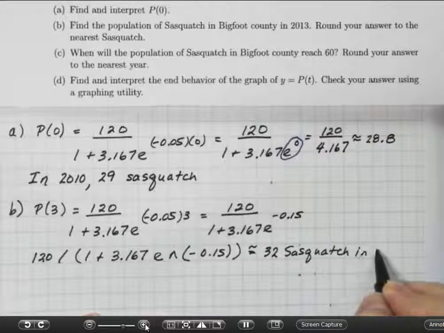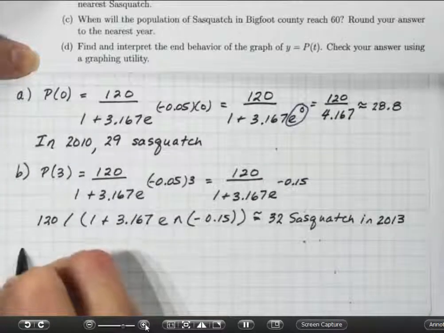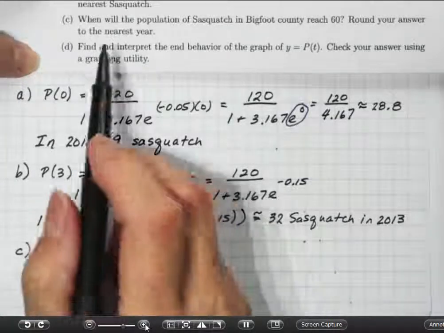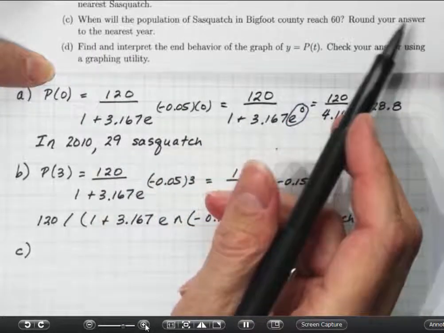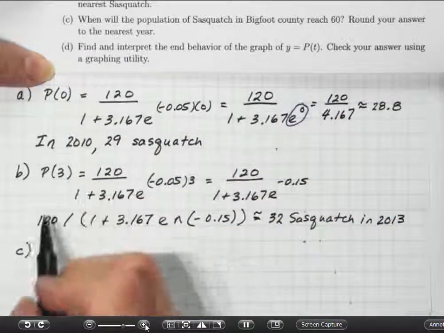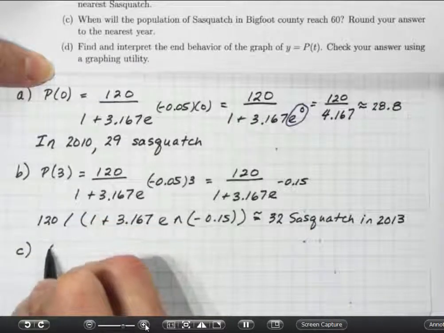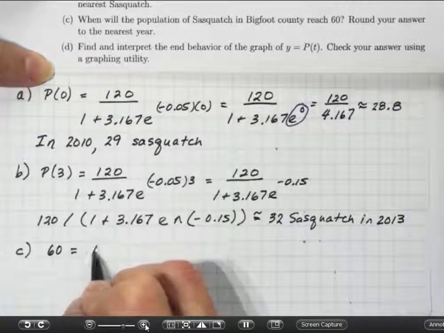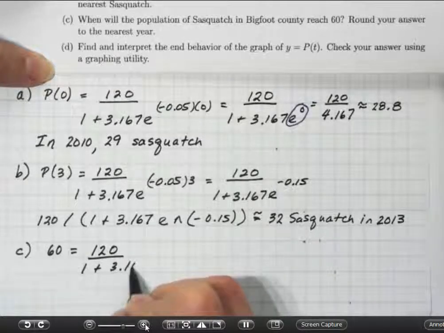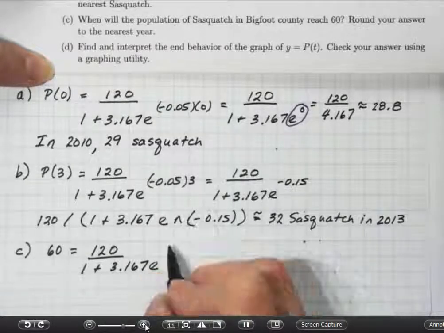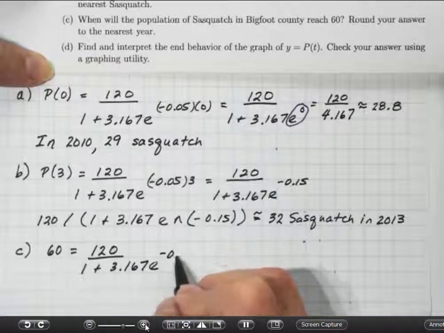Part C says that they want me to find when the population is going to reach 60, and we're supposed to round the answer to the nearest year. So that means that my population, my P, is going to be 60, and I need to set that equal to 120 over 1 plus 3.167 e to the negative 0.05 t.